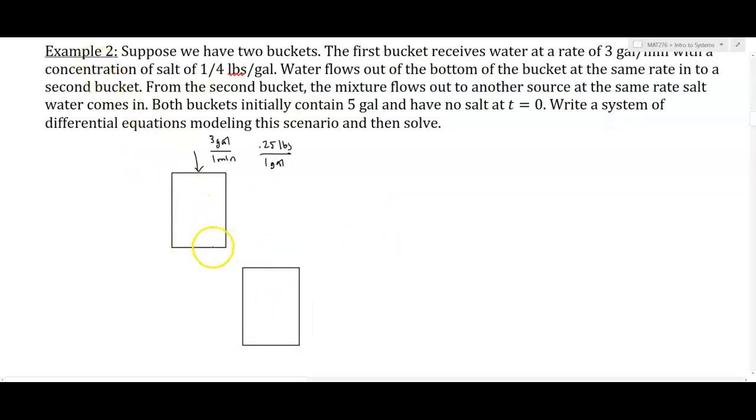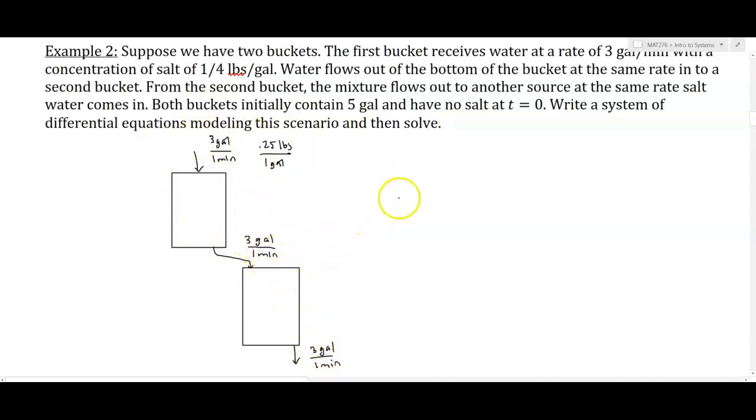And so we're going to have this outflow coming into this second bucket, and it flows out of the bottom of the bucket at the same rate into a second bucket. So the water is still going to come out at 3 gallons per 1 minute, and that should tell us already that the water level is going to stay the same. The water level is neither going to rise nor fall. From the second bucket, the mixture flows out to another source at the same rate. Salt water comes in. Both buckets initially contain 5 gallons. So out of here we're going to have 3 gallons per 1 minute as well. So this is hopefully looking familiar as a modeling problem, at least with the initial bucket.